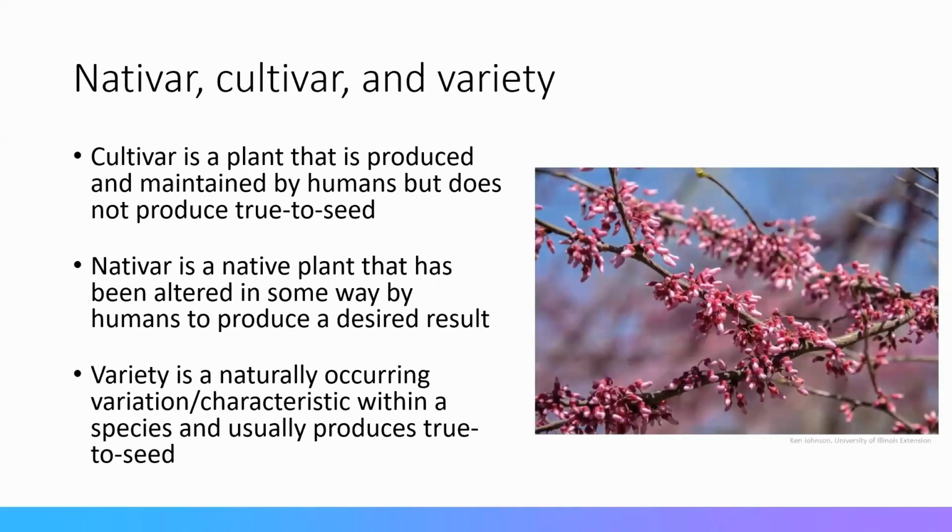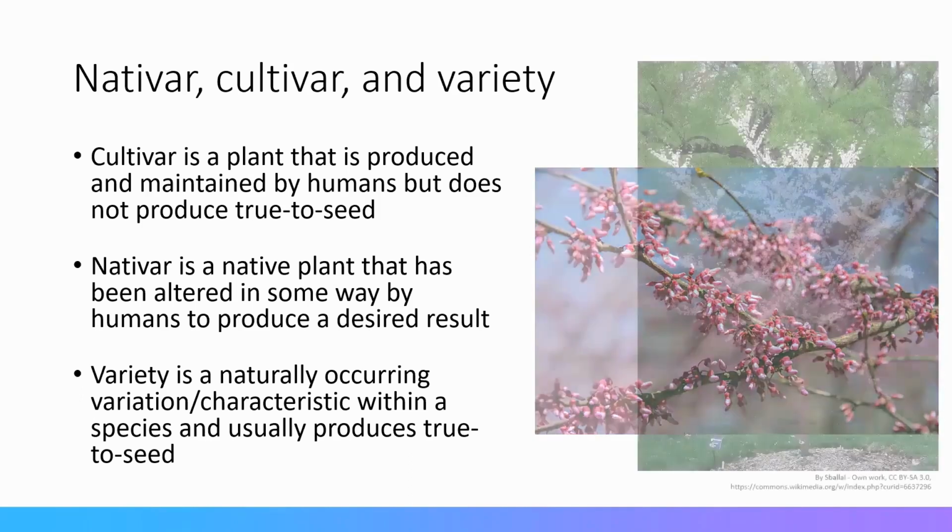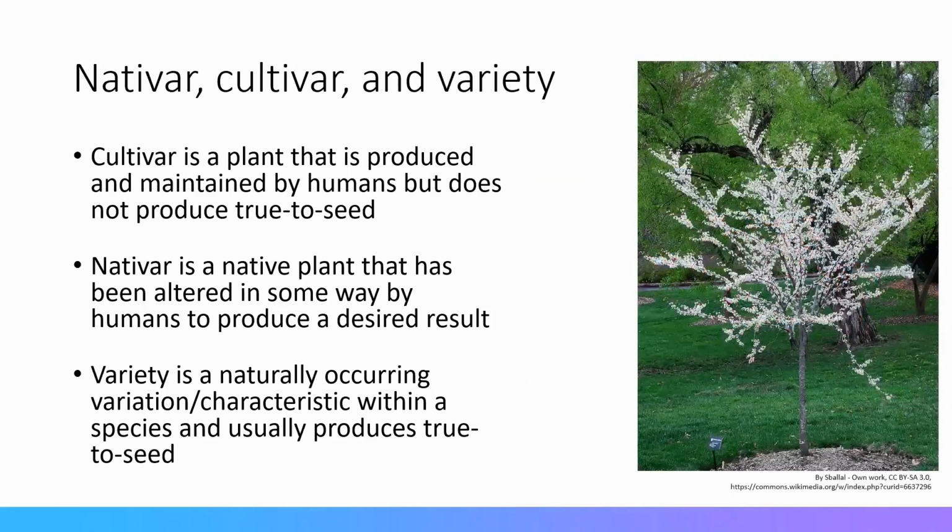So example here, we've got redbud, a popular tree, native across the eastern US and Midwest. It's probably going to be blooming here relatively soon, depending on where you're at in the state, if not already. So typically, the typical form is going to have these pink flowers on them. There is a variety out there called Alba. Again, this is naturally occurring. It has white flowers.